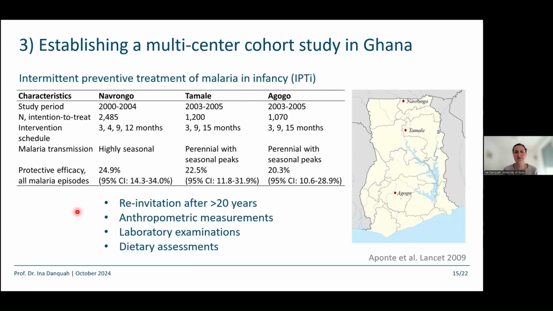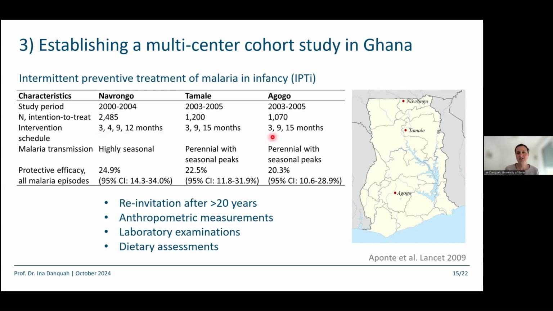You can see in the table here that we already had contact with all these 3 study sites about 20 years ago. The idea is that we would like to re-invite study participants who participated when they were babies in a randomized control trial on intermittent preventive treatment of malaria in infancy. So they were initially randomized to either receiving a malaria prophylaxis at the age of 3 months or not receiving this prophylaxis, getting a placebo.